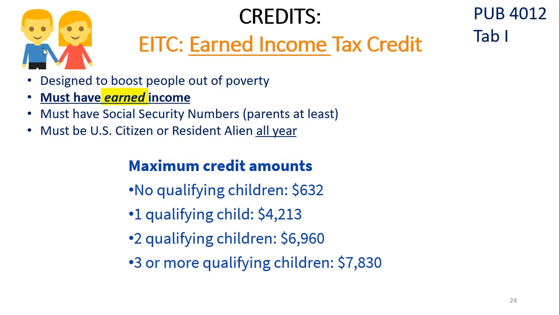The most they can get is $7,830. That's a lot of money if they have 3 kids and they're married. I'm sorry, the most you can get if you do not have a child is $632. So you don't have to have kids to get this credit. There's criteria for people who do not have kids. They can get this because, again, this credit's designed to boost people out of poverty, not just people with kids.